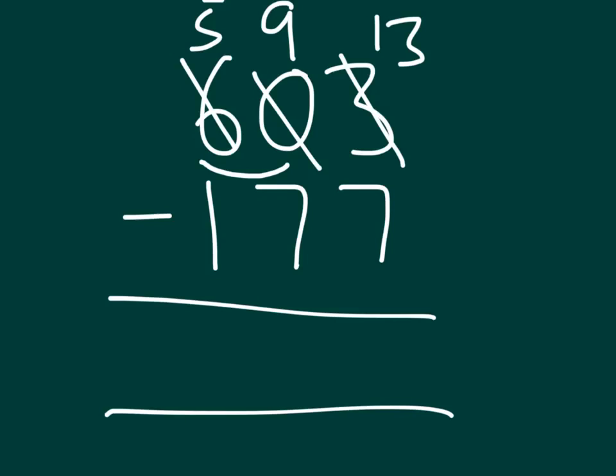13 minus 7 is 6. 9 minus 7 is 2. 5 minus 1 is 4. And your answer is 426.